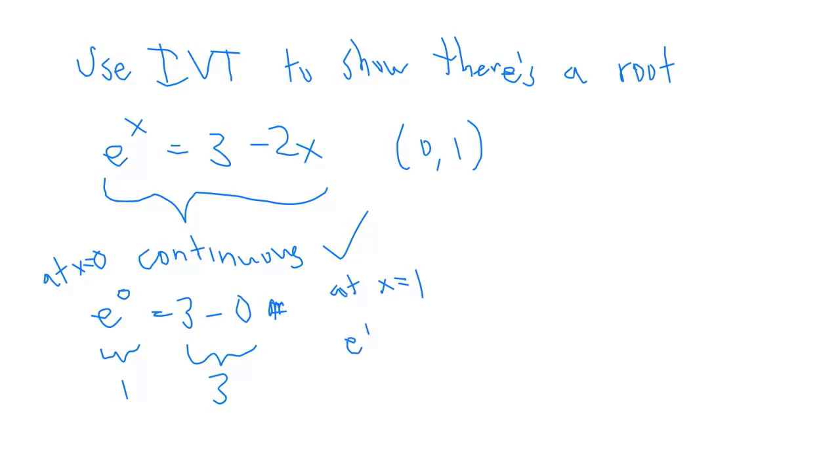We'll do e to the 1 equals 3 minus 2. And that's obviously not true. E, as Addison defined earlier, is approximately 2 point something, and you don't have to worry about what it is specifically. And yeah, so the next part is you actually have to show that there's a root that exists. So these are kind of like the preconditions.